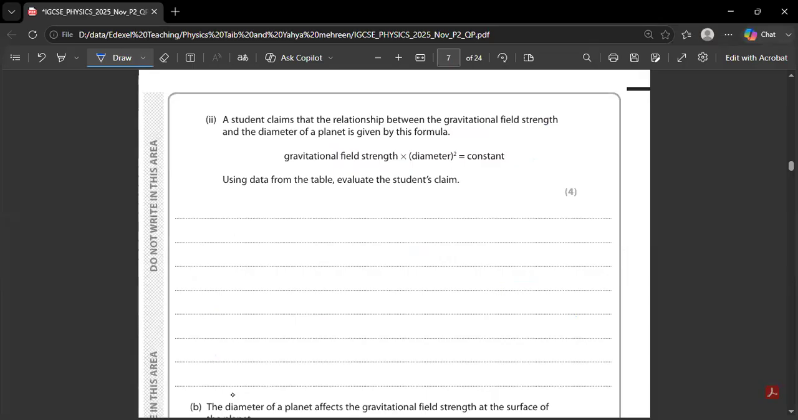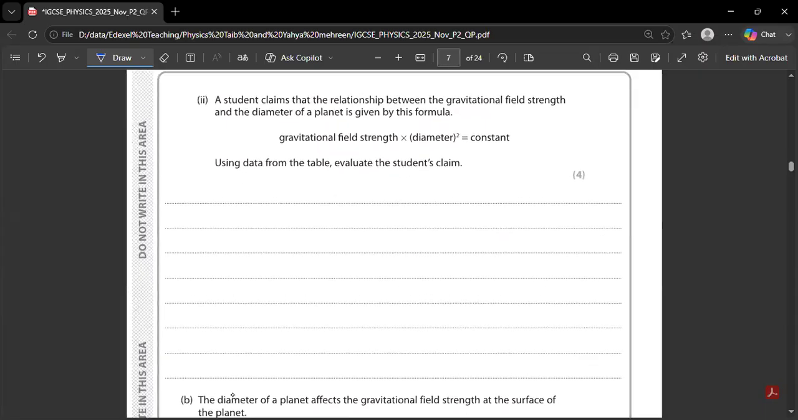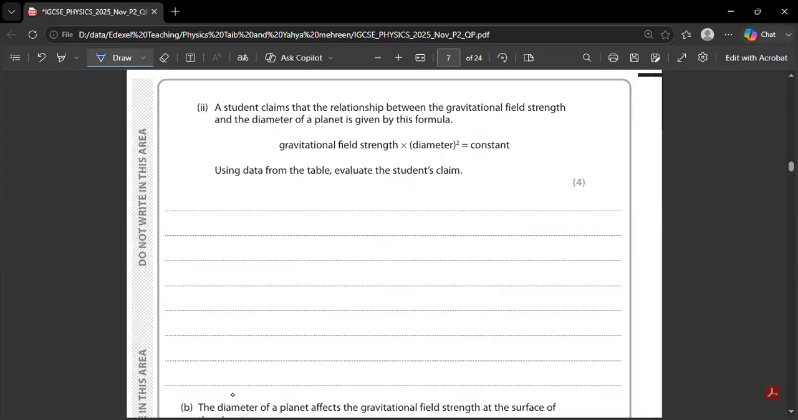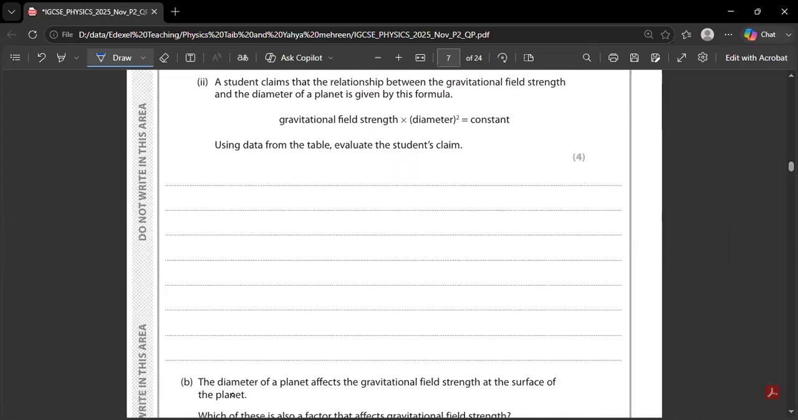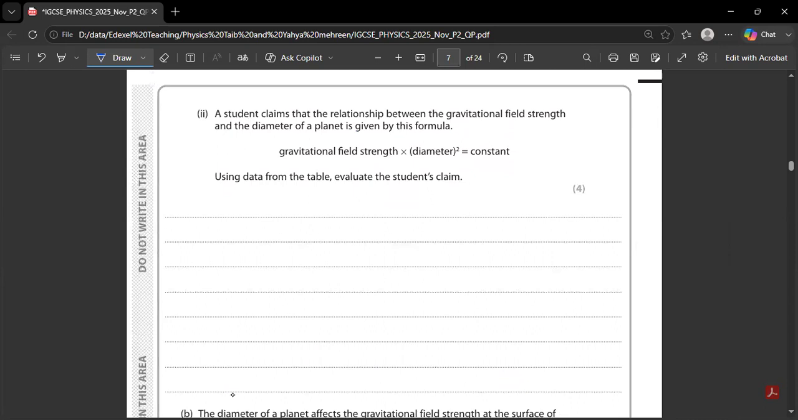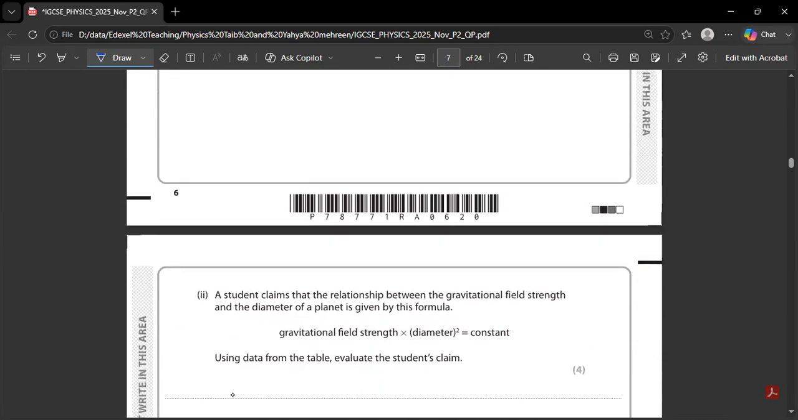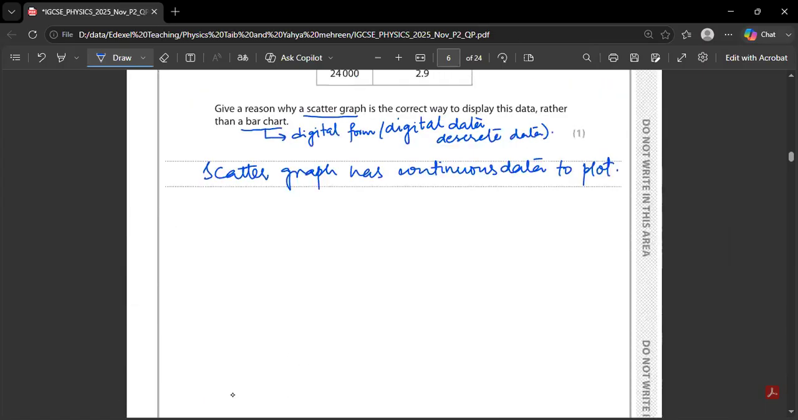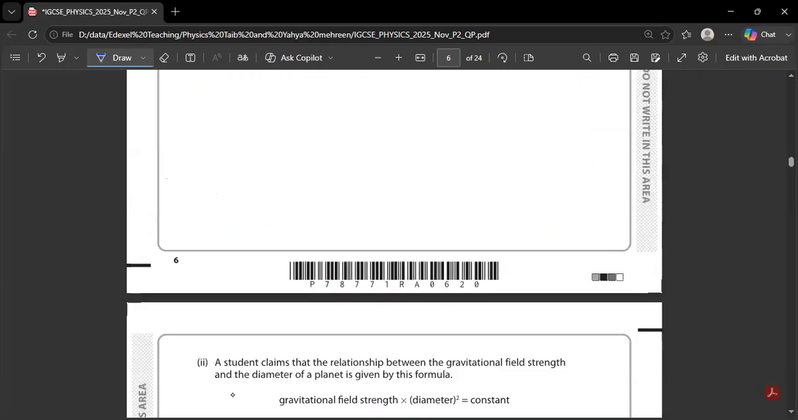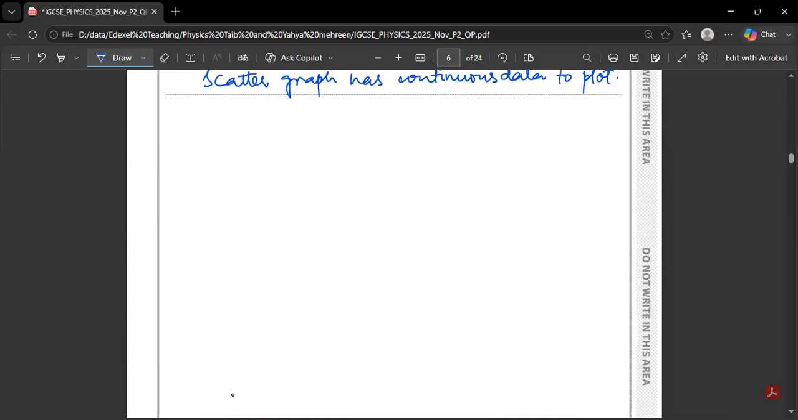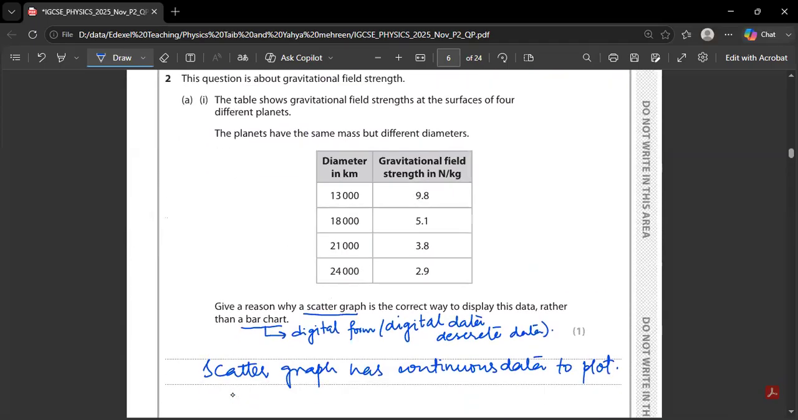A student claims that the relationship between gravitational field strength and the diameter of a planet is given by this formula: gravitational field strength times diameter squared equals a constant. Using data from the table, evaluate the student's claim. Is this clear? What we have to do? Gravitational field times diameter squared. Are we getting a constant number? Can you please do the calculation?